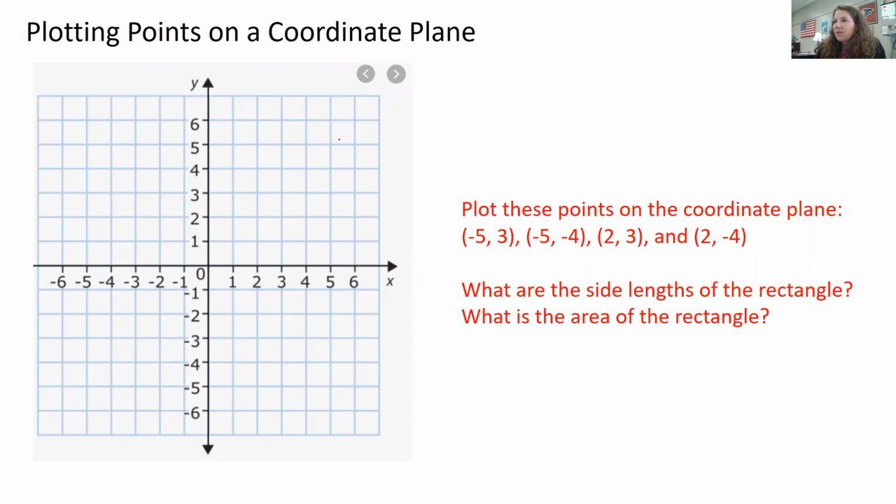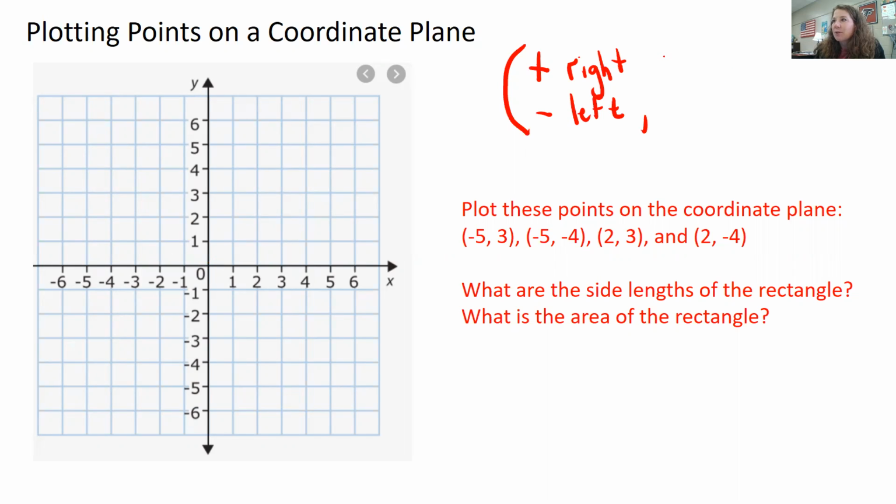All right. So the first thing we're going to do is just review plotting points on a coordinate plane. So when you have a set of ordered pairs or coordinates, you have two numbers. The first number, if it's positive, you always start at the origin. Here's the origin in the center. If it's positive, you go right. If the first number is negative, you go left. So always start at the origin. You either go right or you go left.